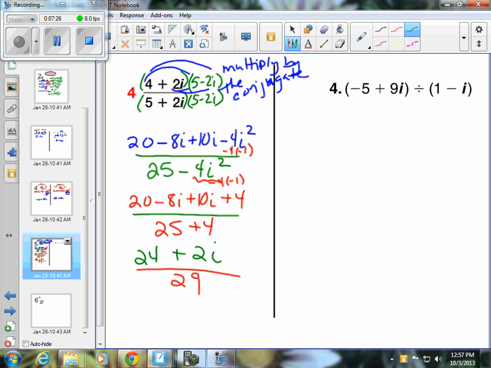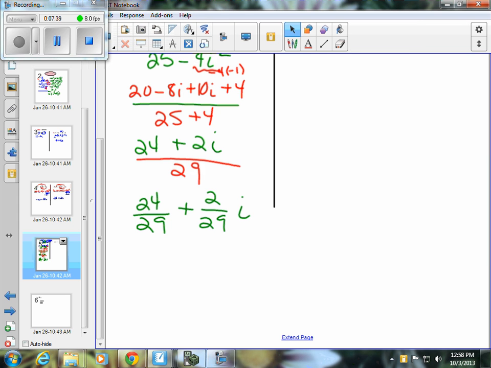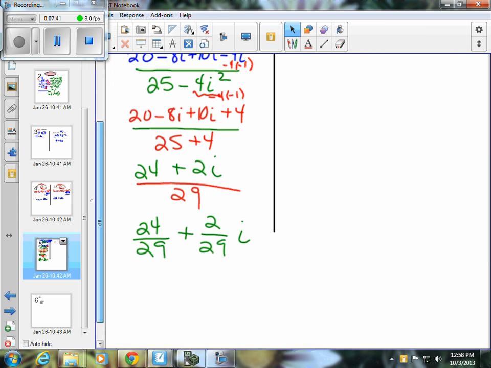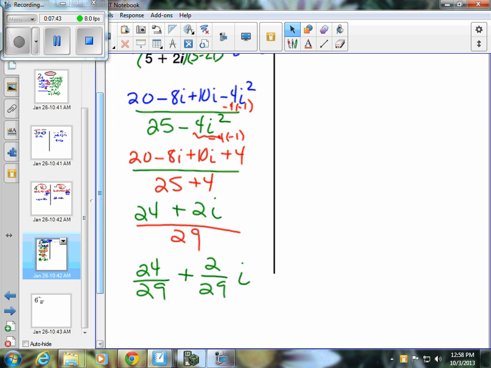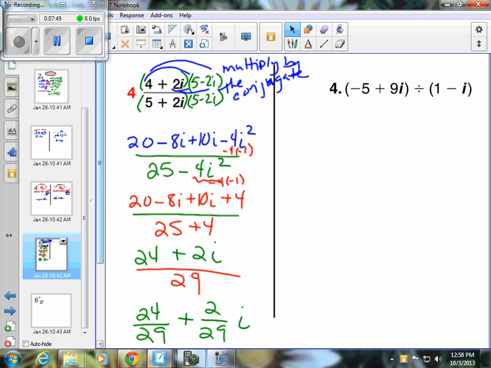Now when you're talking about the real part and the imaginary part, it's probably easier then to just do that division. So 24/29ths would be the real part, plus 2/29ths i would be the imaginary part. So again, you can do this on your calculator. Sometimes it's a little bit easier for something like this, but they'll give it to you as a decimal answer, so it looks a little gross when you're trying to simplify. So multiply by the conjugate. That's what we're doing for division when it's a binomial.